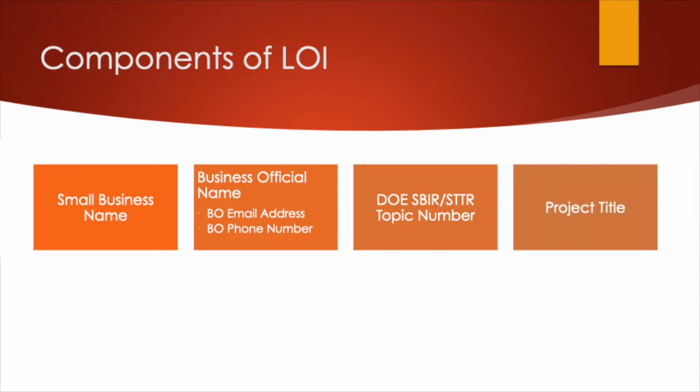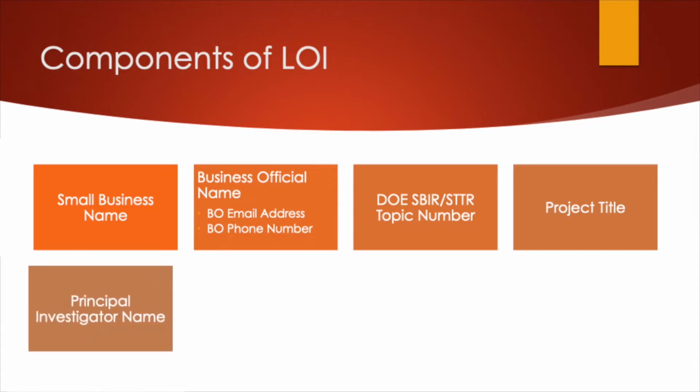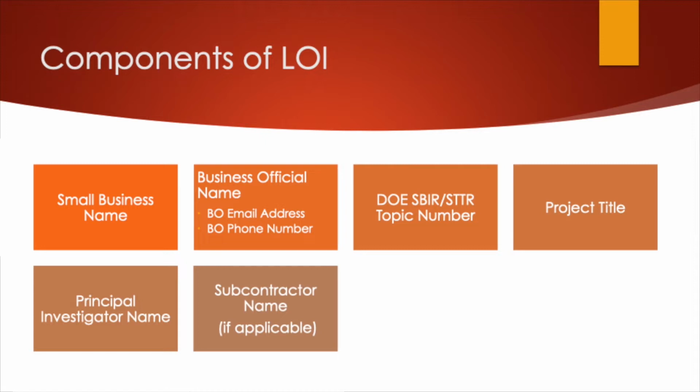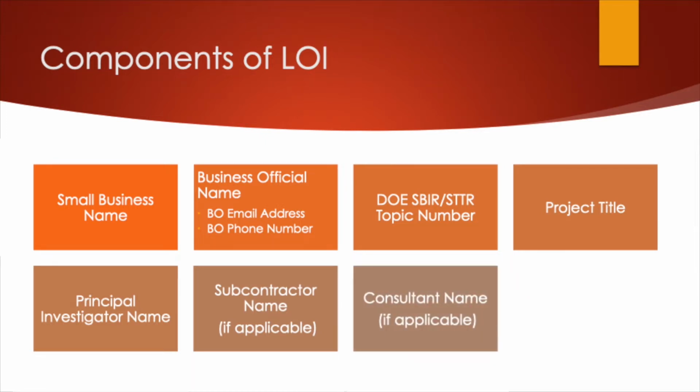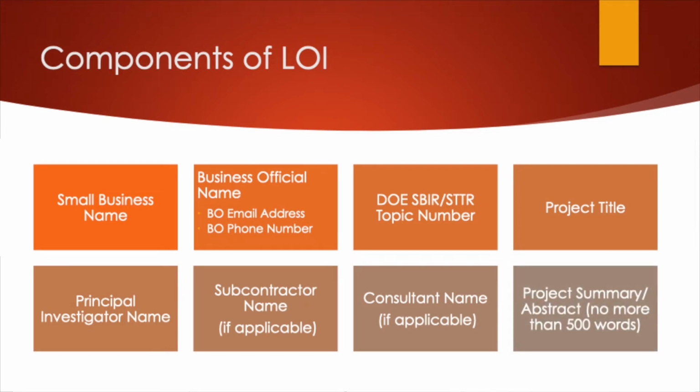Your project title goes after that, and then type the name of your principal investigator. Add any subcontractors if applicable, or any consultants if applicable. And very important, the project summary / abstract / letter of intent can be no more than 500 words and 2 pages.